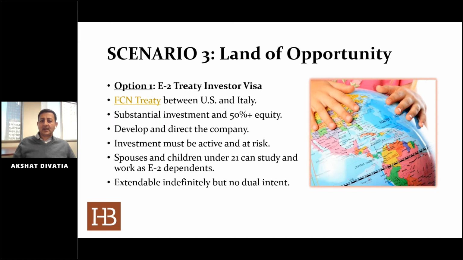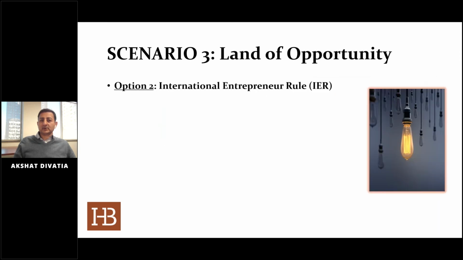And then lastly, the E2 allows for the individual to keep extending his E2 status indefinitely, but the criteria for E2 have to be met, meaning the company has to exist, the ownership equity has to be at least 50%. And as long as the company is profitable, E2s can be extended, but there is no mechanism to automatically convert E2 status into an immigrant visa.